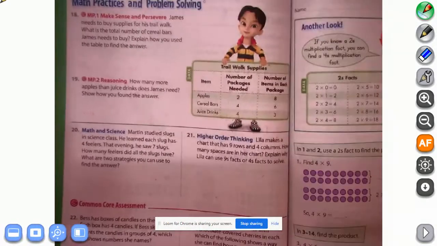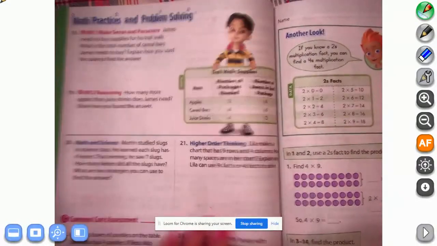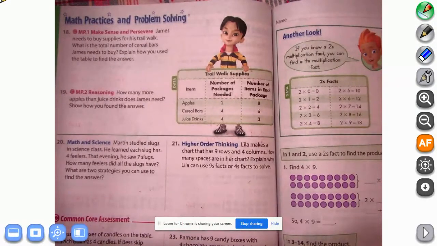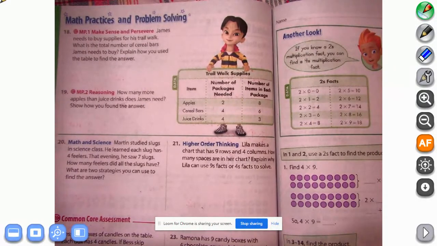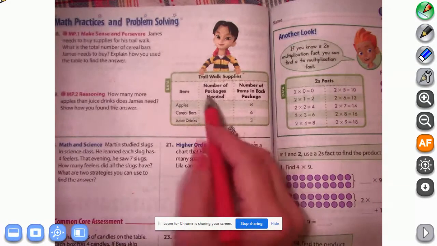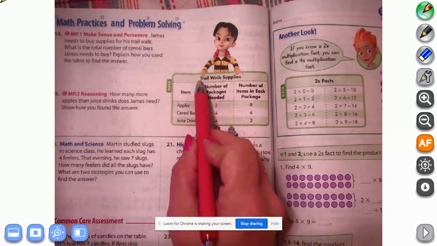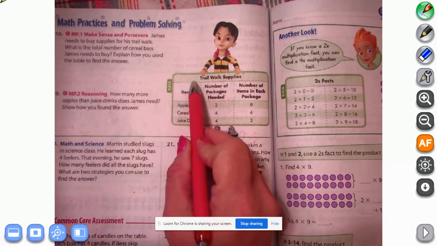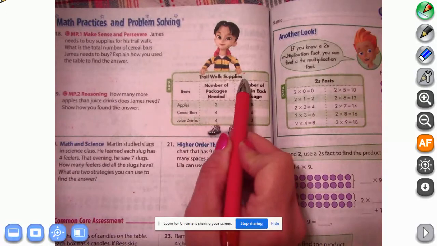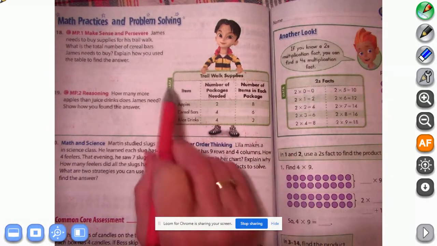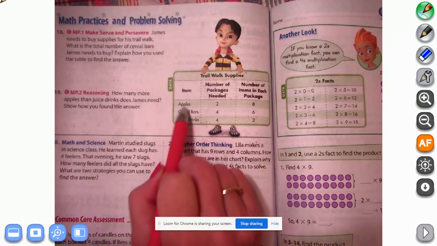We are going to turn the page to page 124, and it says, James needs to buy supplies for his trail walk. What is the total number of cereal bars James needs to buy? Explain how you use the table to find the answer. So we're going to use this table. We know it's a table because it has a title, Trail Walk Supplies. It has some data giving us some information.